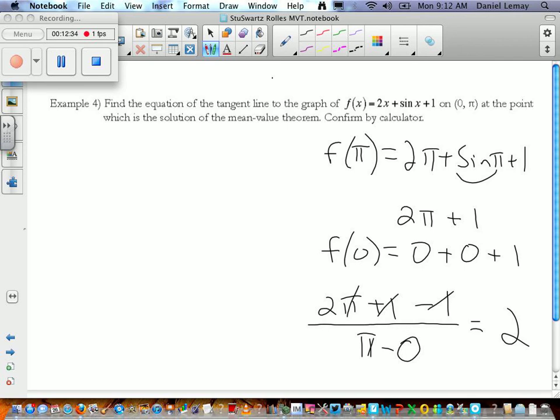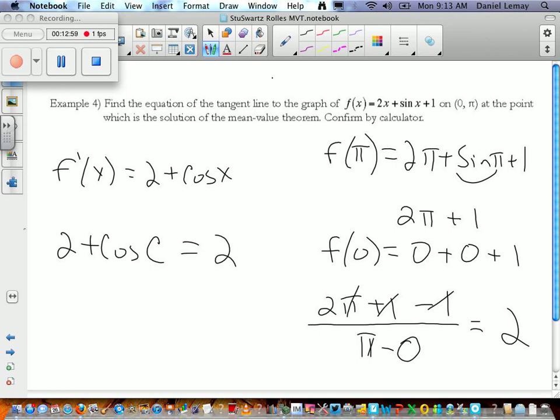Now let's take the derivative. Let's find f prime of x. So the derivative of 2x is 2. The derivative of sine is positive cosine. And the derivative of 1 is 0. So then we're going to set these two sides equal. I'll replace the x with the c to keep the mean value theorem happy. So 2 plus the cosine of c has to equal 2. The derivative at that point is equal to the slope of the secant line. That's what I've done. So I'm going to solve this equation.